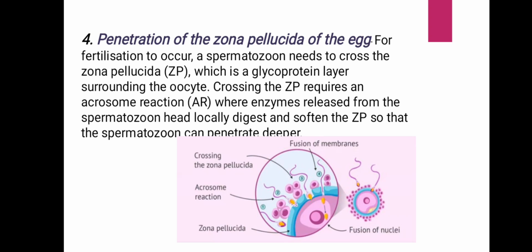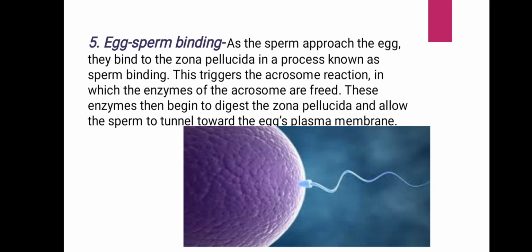Fourth is the penetration of the zona pellucida of the egg. For fertilization to occur, a spermatozoon needs to cross the zona pellucida or ZP, which is a glycoprotein layer surrounding the oocyte. Crossing the ZP requires an acrosome reaction or AR, where enzymes released from the spermatozoon head locally digest and soften the ZP so that the spermatozoon can penetrate deeper.